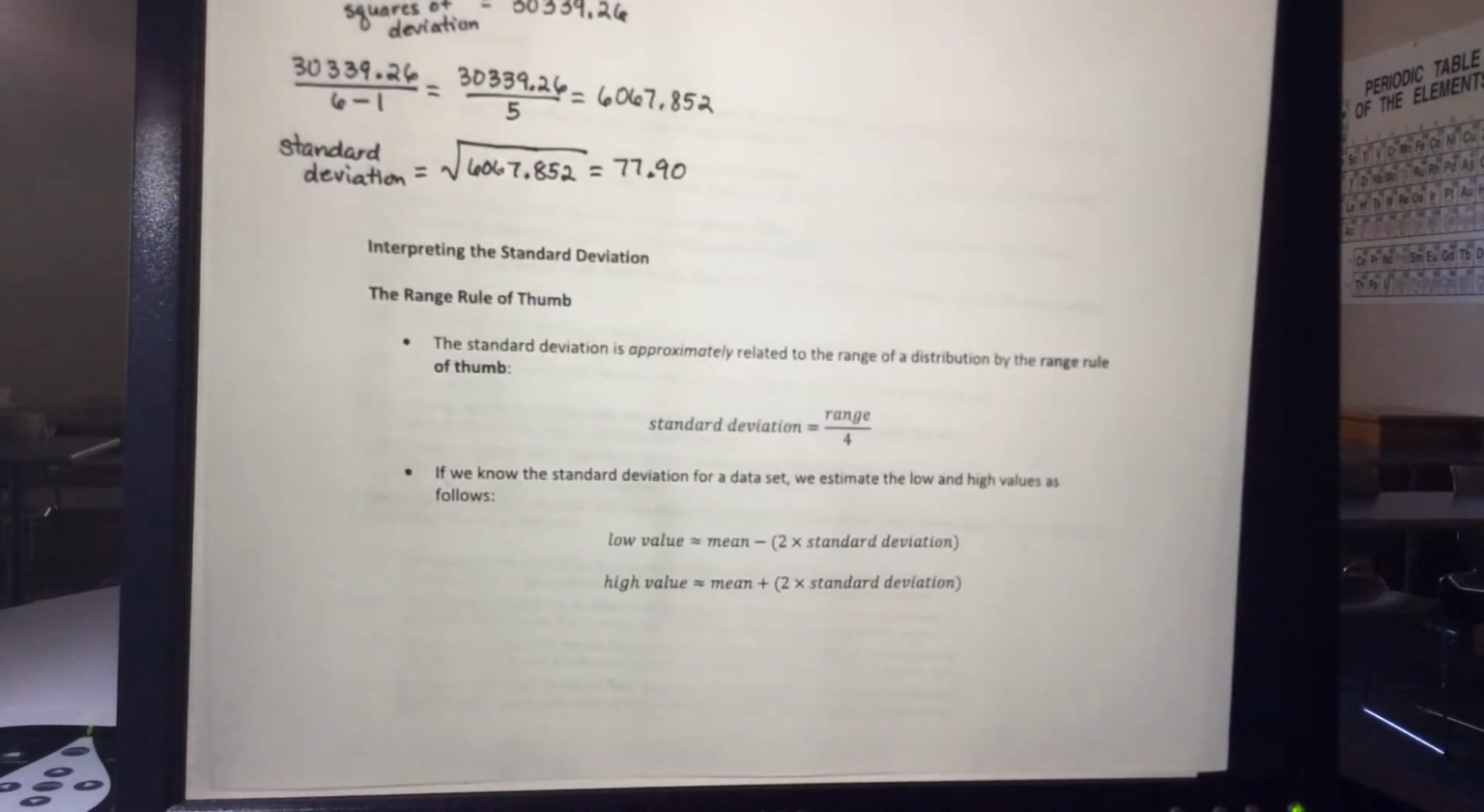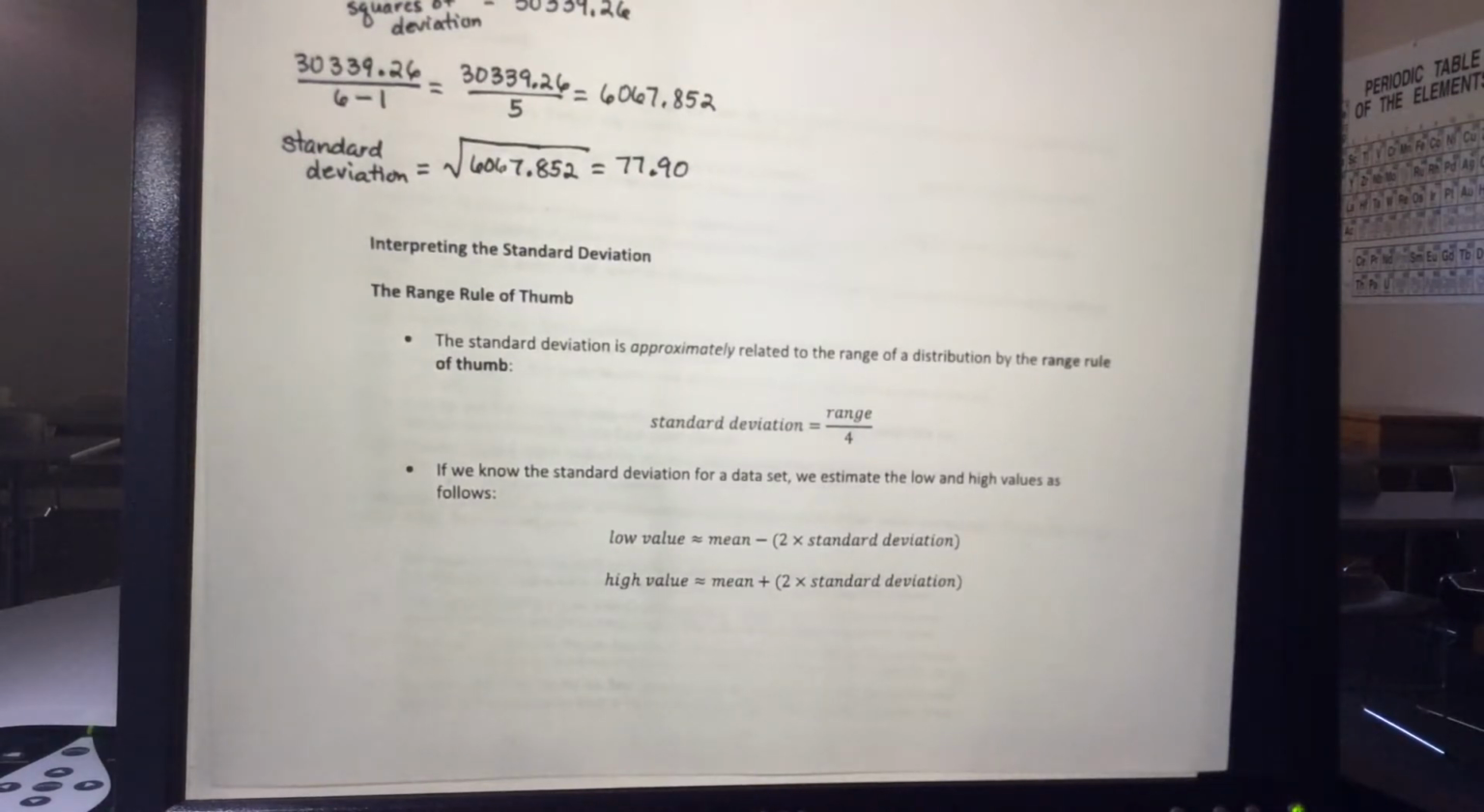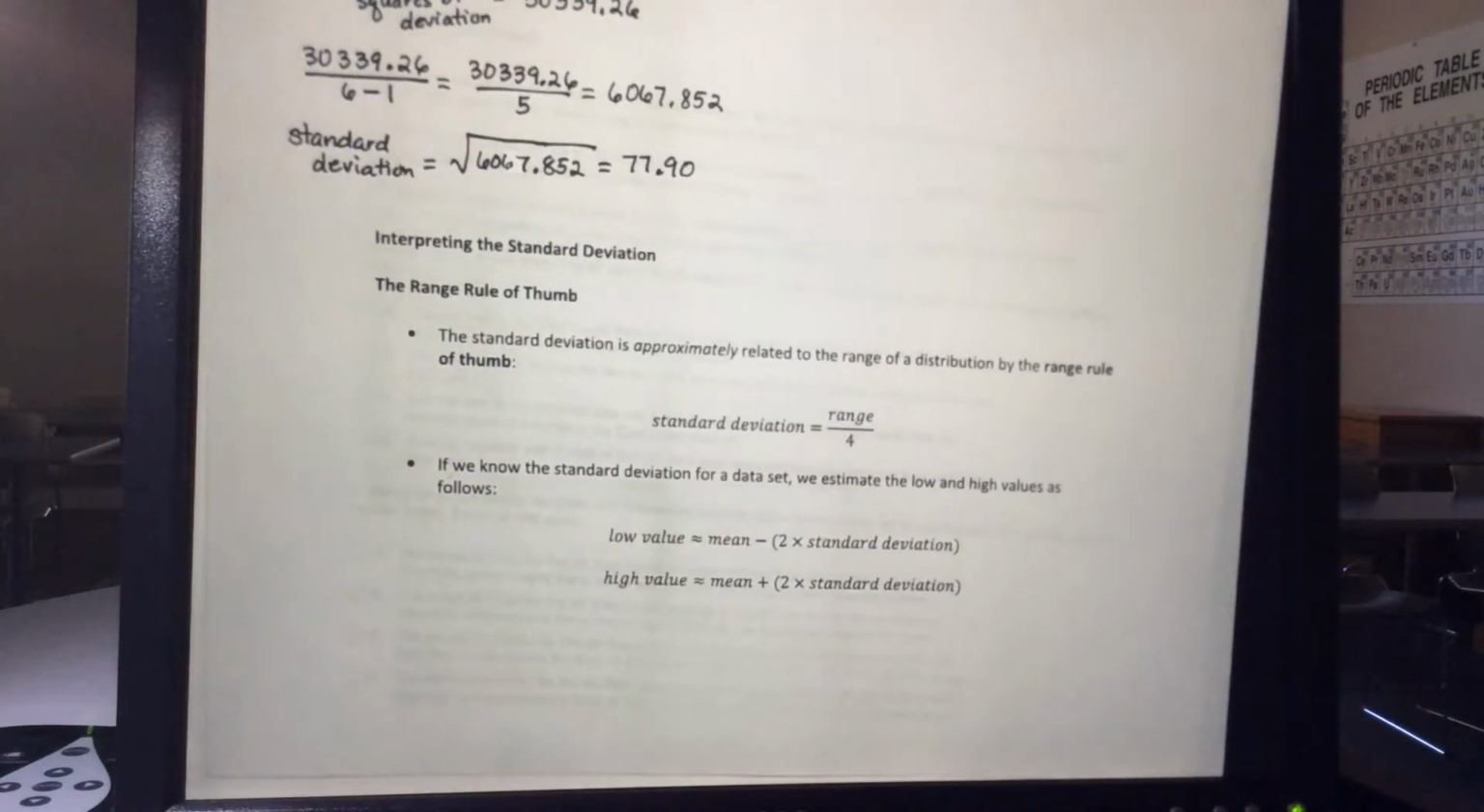All right, next we're going to interpret the standard deviation using what they call the range rule of thumb. Okay. Now, the standard deviation is approximately related to the range of a distribution by the range rule of thumb. Here they use this formula for the standard deviation. It's going to be approximately equal to the range divided by 4. And of course, the range is the highest data value minus the smallest data value. That difference will be divided by 4.